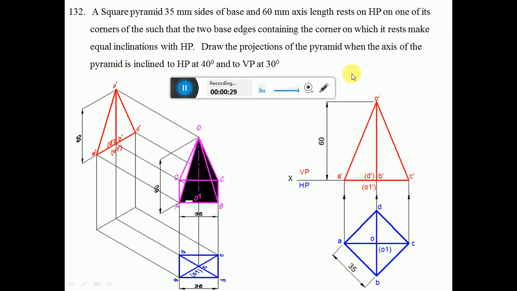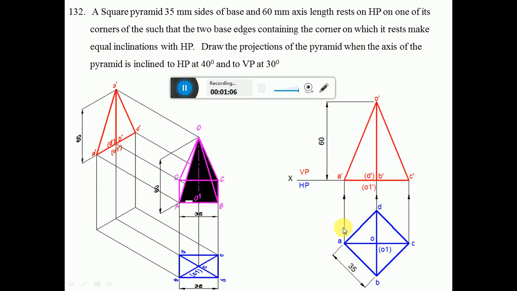Since it says the pyramid rests on HP on one of the corners of the base, obviously we have to start from HP. So we start from the top view. The two base edges containing the corner which is resting on HP make equal inclination. So in the initial position also we have to consider it like that.